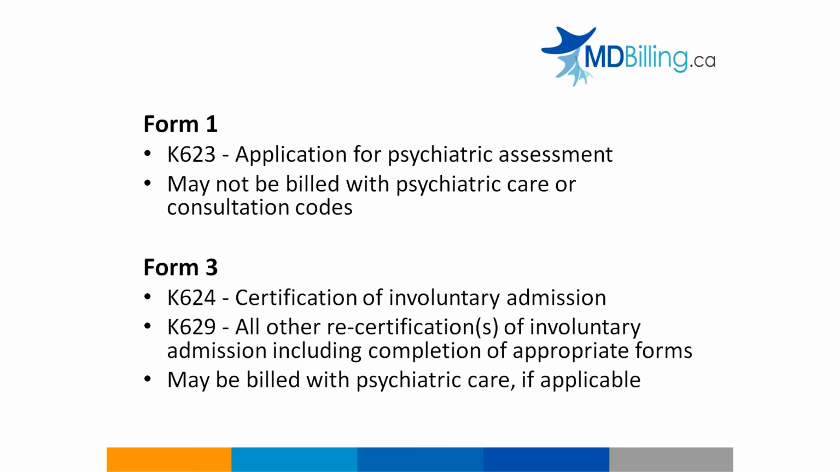Form 3, K624, is certification of involuntary admission that includes necessary history, examination, notification of the patient, family and relevant authorities, and completion of form in accordance with the Mental Health Act. K629 is all other recertification of involuntary admission, including completion of appropriate forms. Please refer to the OHIP Schedule of Benefits section A115 for more details.